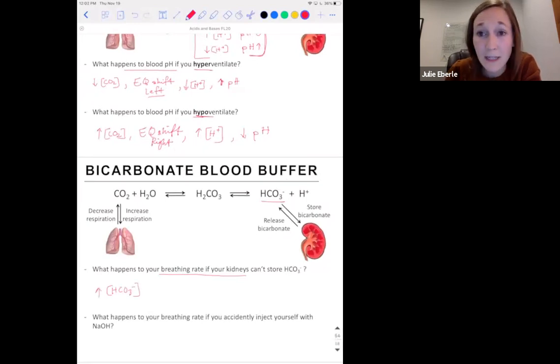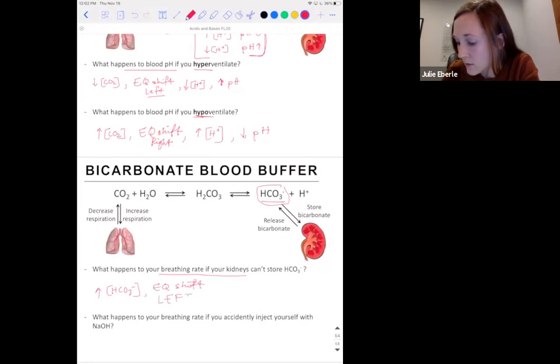It will increase. We need to store it. We need to pull it out of the blood, but our kidneys aren't functioning properly, so we can't. What's going to happen to equilibrium if we have a buildup of this right here, bicarb? Equilibrium will shift to the left. And then what's going to happen to the levels of CO2 in our body? If we shift left to use up some of the bicarb because our kidneys can't, yep, it will increase.